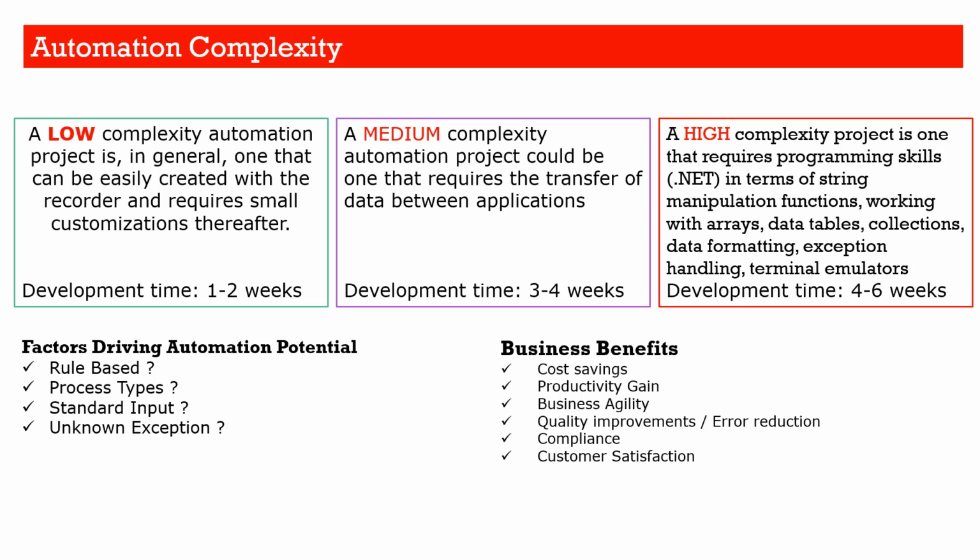You ask questions: is the process rule based or not, what is the process type, what are the standard inputs, and what are the known and unknown exceptions, and what are the business benefits that you're going to achieve out of these complexities: cost savings, productivity gain, business agility, quality improvement and error reduction, compliance, regulatory requirement, auditing, customer satisfaction. Right? Any doubt here?